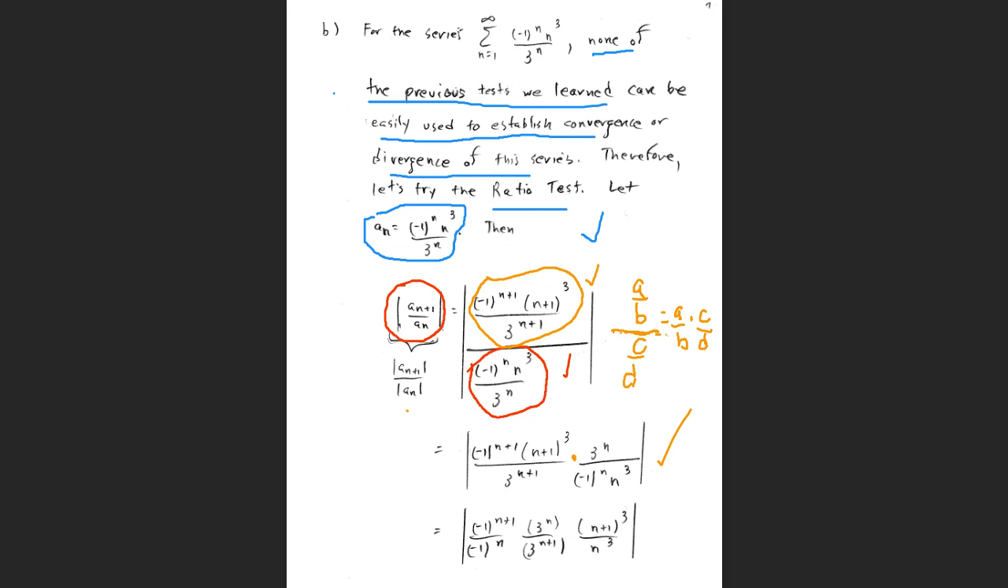Given that I have to compute the limit of this expression, it makes sense to group together like terms. So I have a negative 1 to the n plus first power here and a negative 1 to the nth power here. So let me just put those together above.